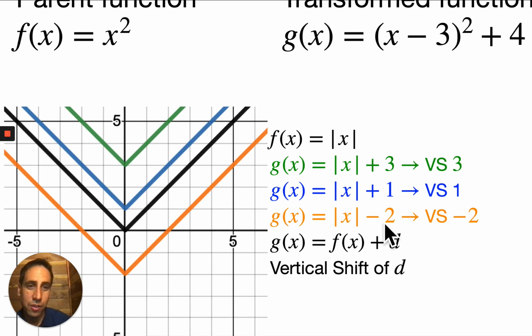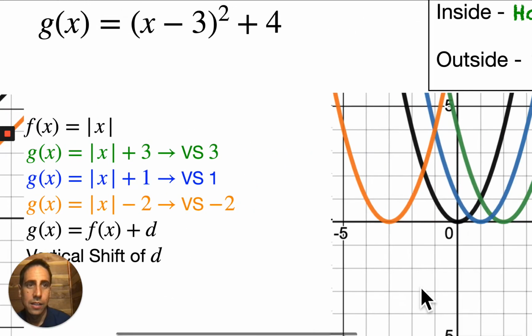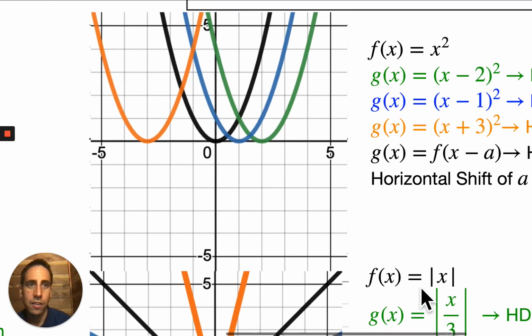All right, and then the orange one, another transform function could be, this would be minus 2. We've seen this yesterday. That was a vertical shift of negative 2. And everything is 2 units lower. So the formula for this would be: if g of x is equal to f of x, like the original parent function, and then plus some number d, that would produce a vertical shift of d.